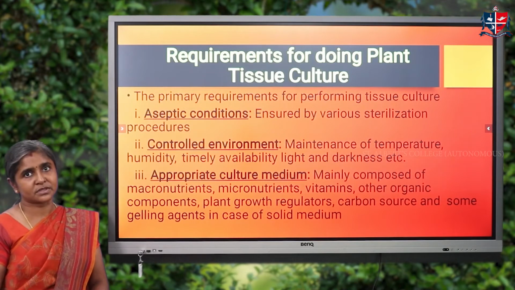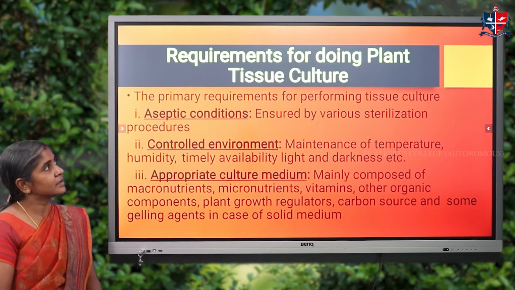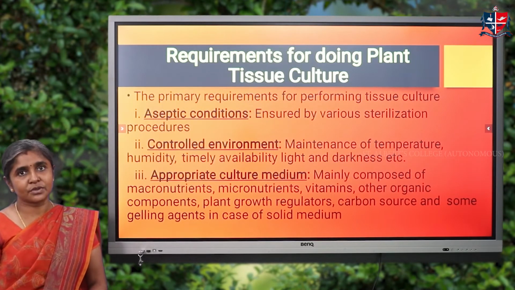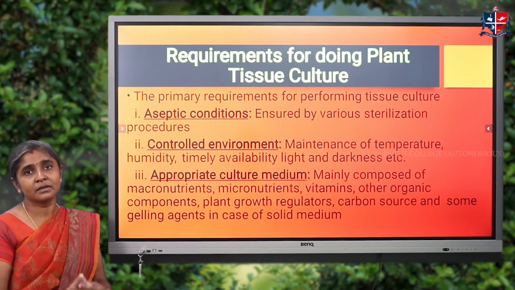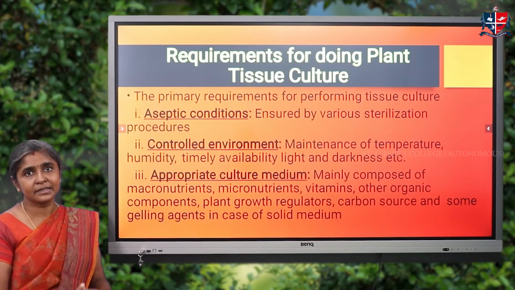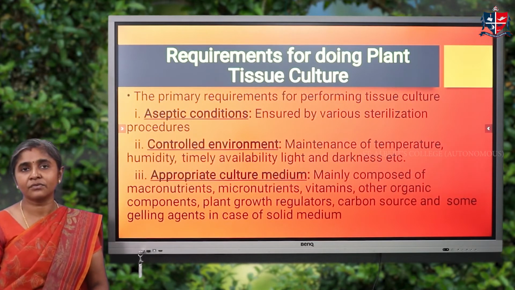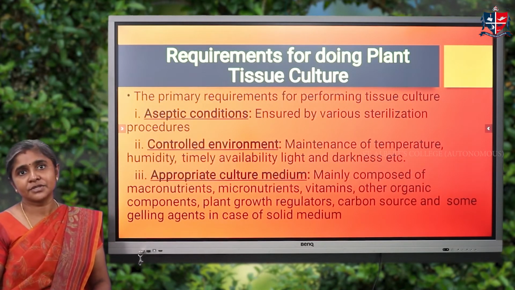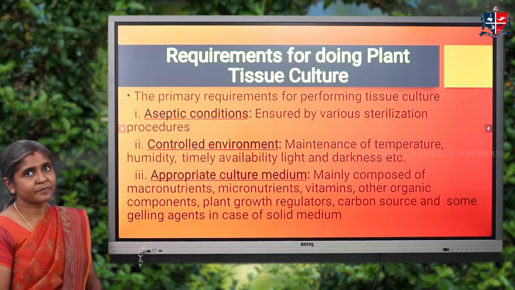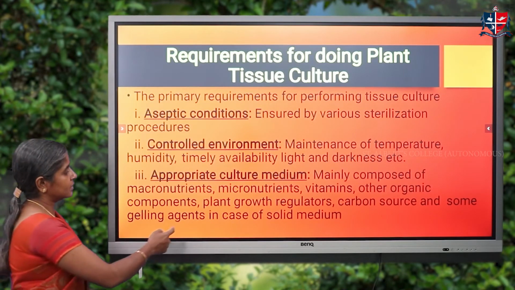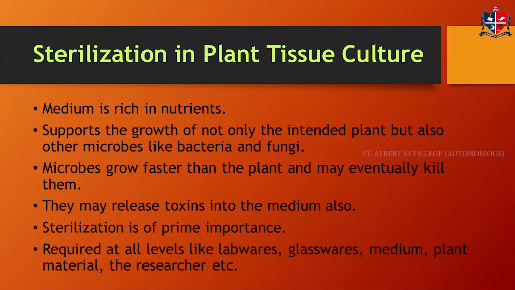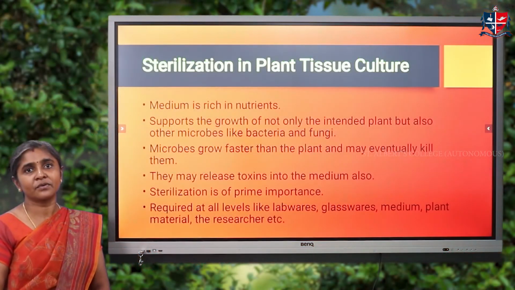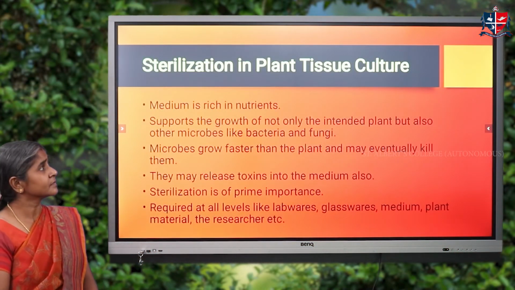These three are the prerequisites for doing plant tissue culture, and all the parameters coming under these three have to be taken care of with due care so as to ensure that the plant tissue culture is successful. So, we will take each one separately. First was aseptic conditions. So, aseptic conditions are ensured by conducting different types of sterilization procedures.